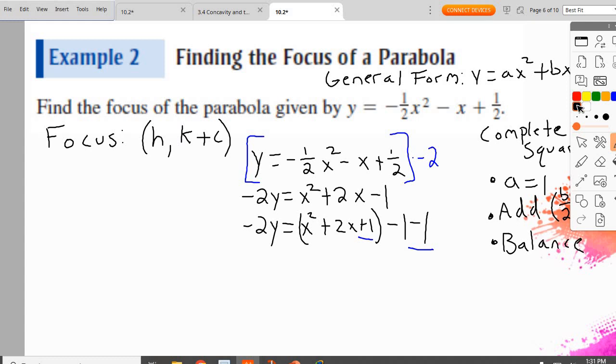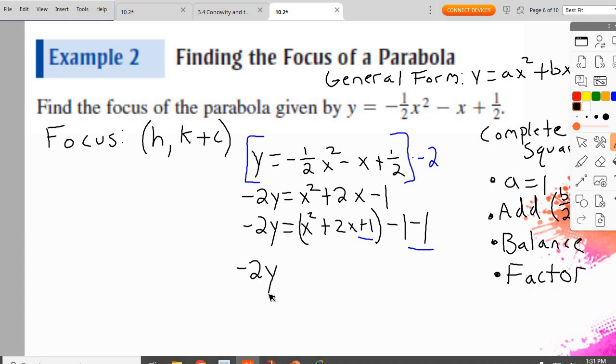Would there have been another way to balance that instead? If I add 1 to one side, I can also add 1 to the other side. Either way is fine. You'll get the same answer doing it either way, whichever one makes you feel better. Then our last step is to factor.